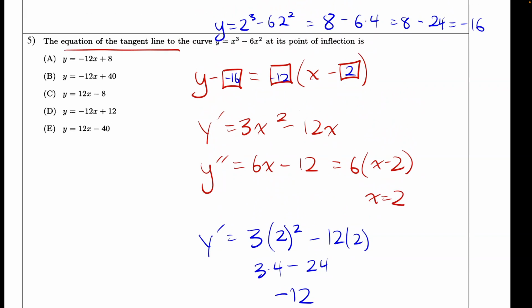How many of these have a negative 12? Most of them. Dang it. Okay, so I actually have to distribute. Distributing gives me y plus 16 is equal to negative 12x plus 24. If I subtract the 16 on both sides, it's going to be a plus 8. Correct answer, A. Oh, you still got it right. Never mind. Yay. Two mistakes make that right.